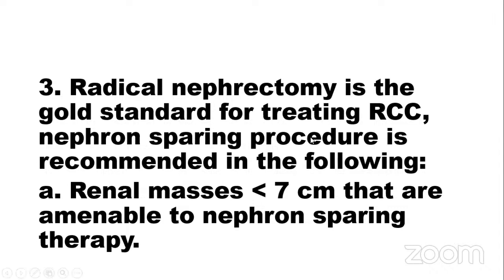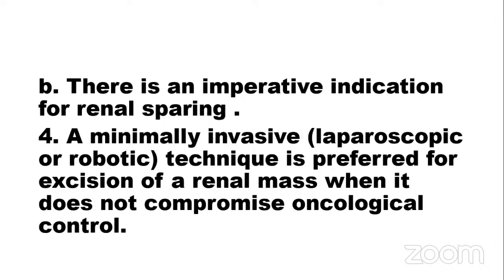Nephron-sparing surgery is recommended in the following patients. If the renal mass is less than 7 centimeters and amenable to nephron-sparing surgery, it is better to do nephron-sparing surgery. So nephron-sparing surgery is indicated in this group. Another indication of nephron-sparing surgery is an imperative indication for renal sparing.